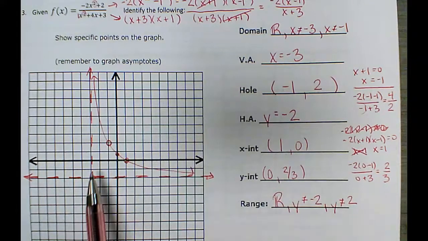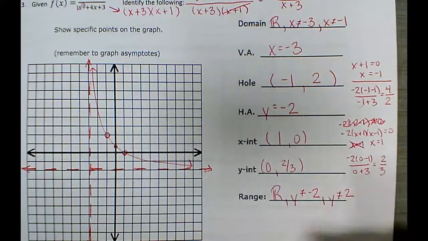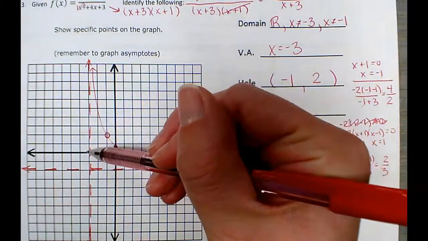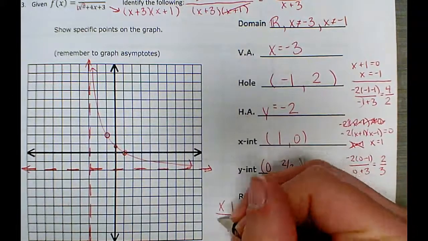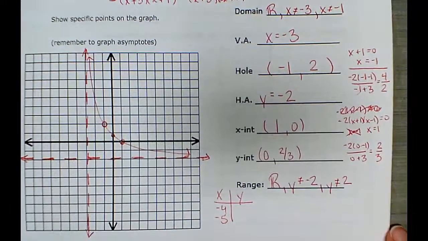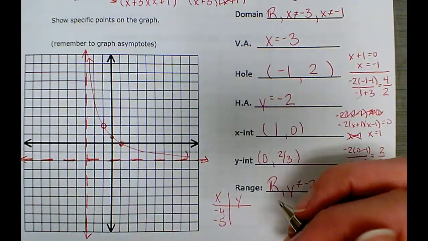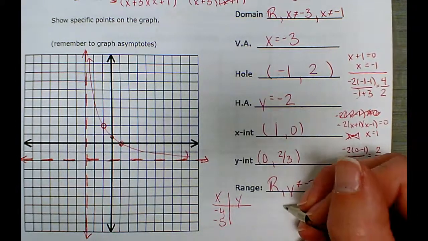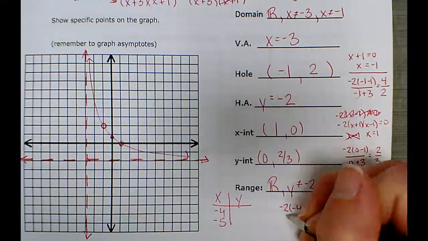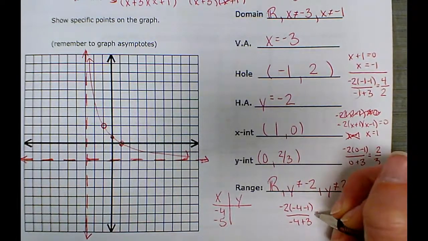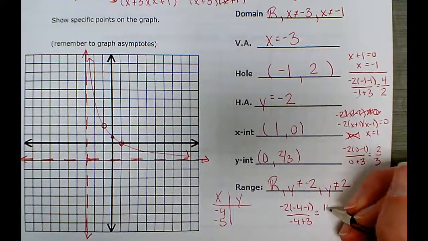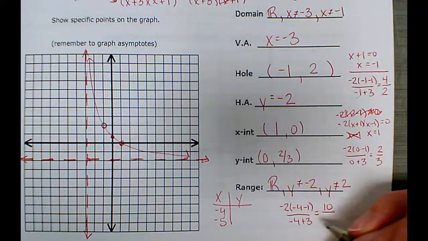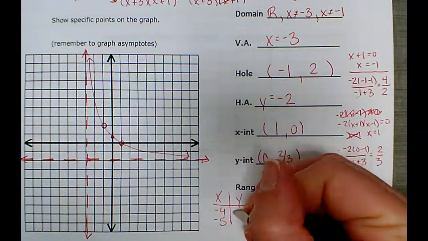So I can do a couple things. I can either reflect these, or I can try and make a table to get some x values. So negative 4, negative 5. So when x is negative 4 and negative 5, I need y values for them. So I'm going to go ahead and substitute negative 4 in place of x. Negative 2 times negative 4 minus 1 over negative 4 plus 3. Negative 4 minus 1 is negative 5. Negative 2 times negative 5 is 10. Negative 4 plus 3 is negative 1. So this is negative 10.